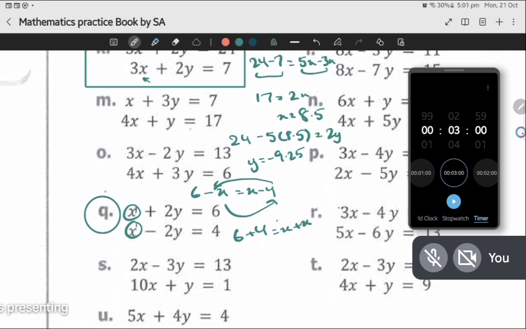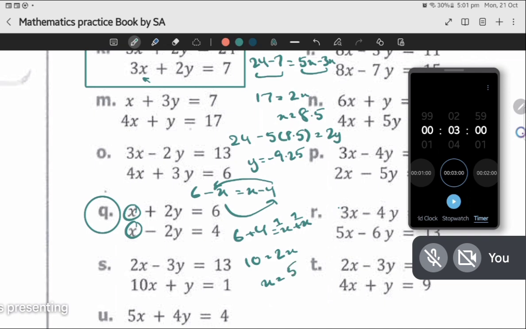So I said, okay, when there is no coefficient, the coefficient is 1. So 1 plus 1 is 2. So 10 is equal to 2x, isn't it? So x is equal to 5.